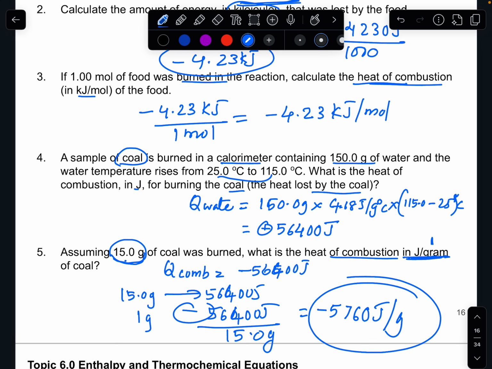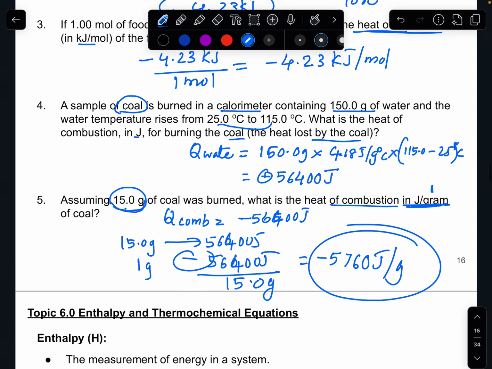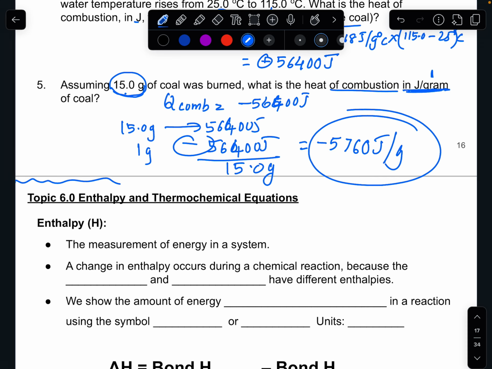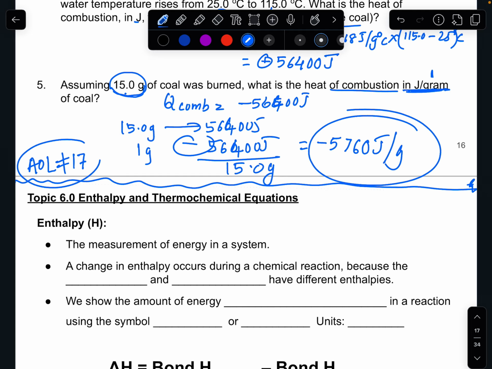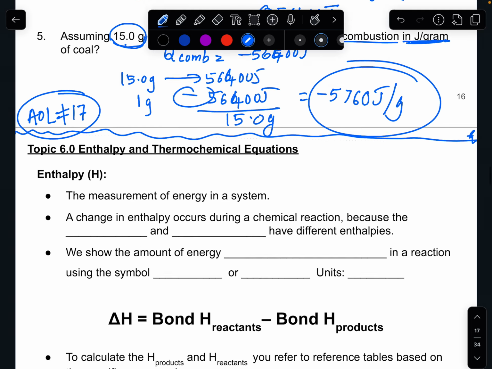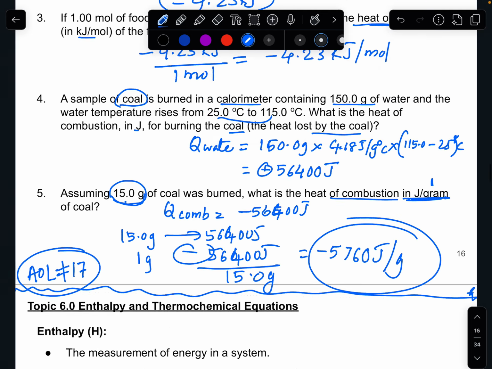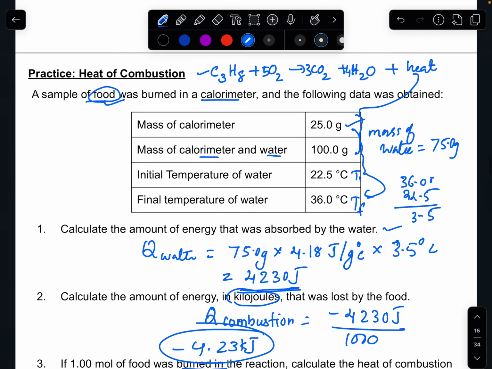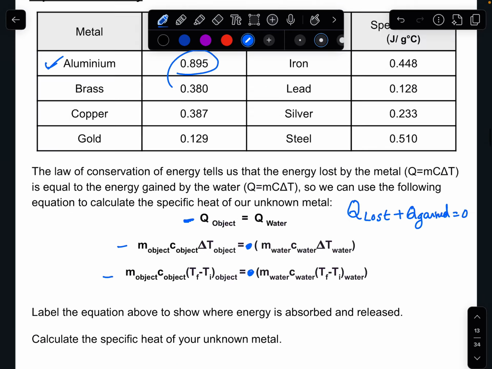Okay, so that's heat of combustion, basically the same thing, but the concept is a little different. Okay, so this is the end of the first part of the thermodynamics. You will have AOL number 17 till here. Okay, enthalpy and thermochemical, all of this will be for your next AOL. So finish studying all of this, do all the practice and watch the review and study. That's it.